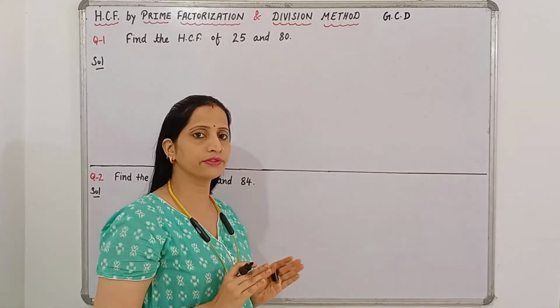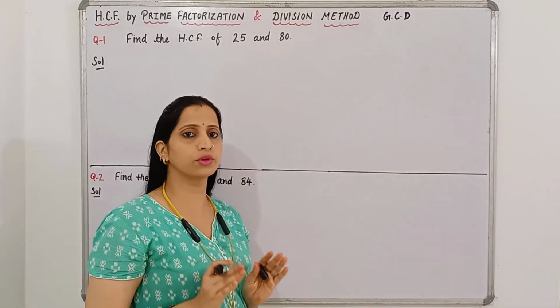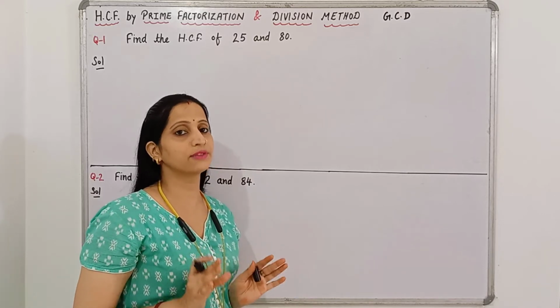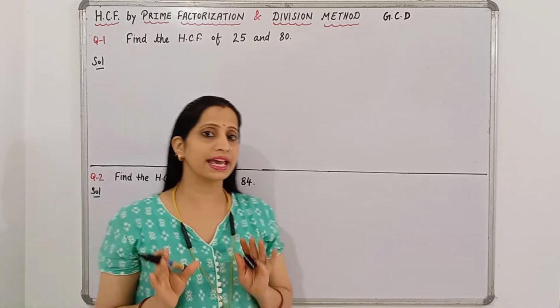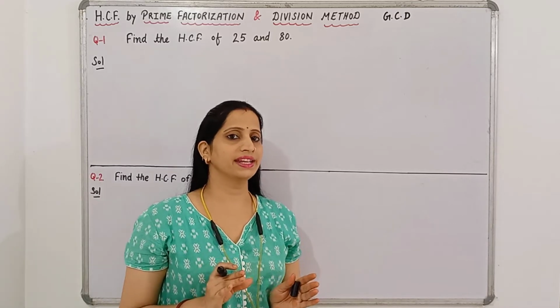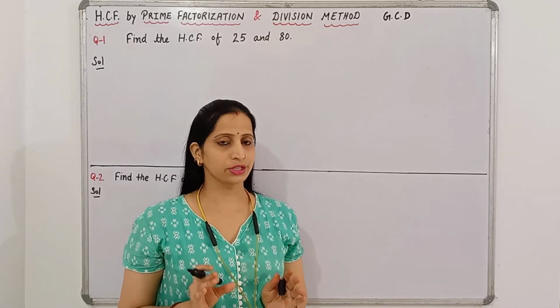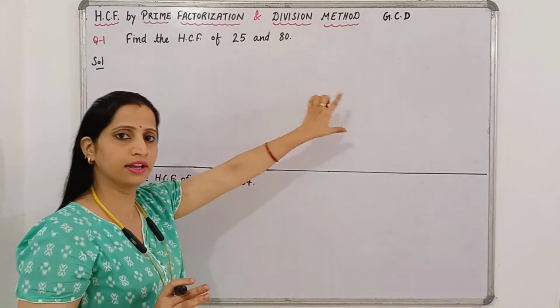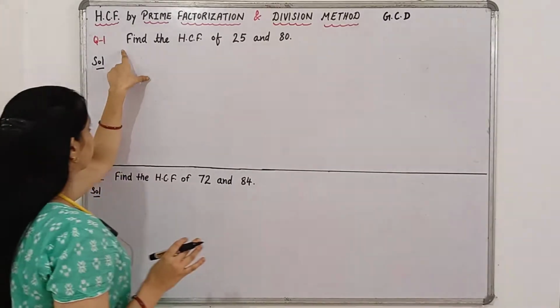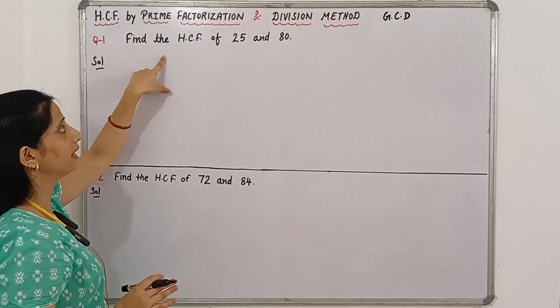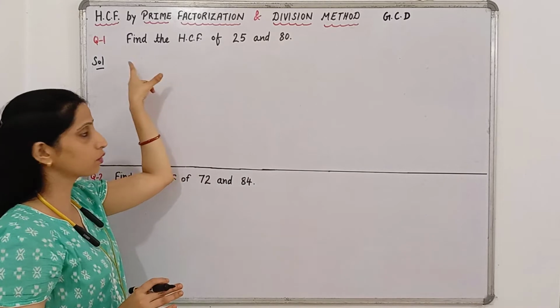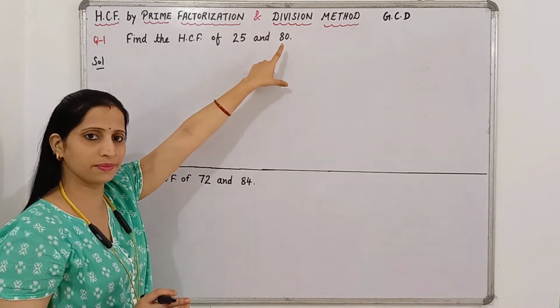So, the HCF or GCD of two or more given numbers can be defined as the greatest number that will divide the given numbers exactly without leaving any remainder. Okay, so now we will learn how to find out HCF by both the methods. Here I have written the first question. It is find the HCF of 25 and 80. So, we will solve this question by both the methods one by one.